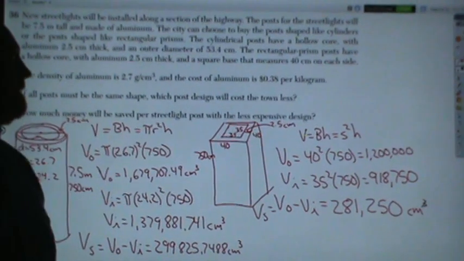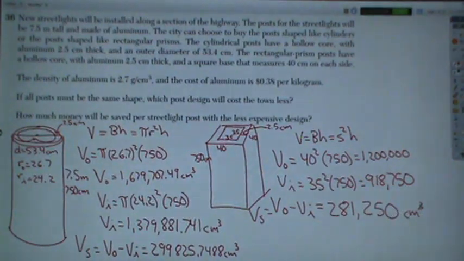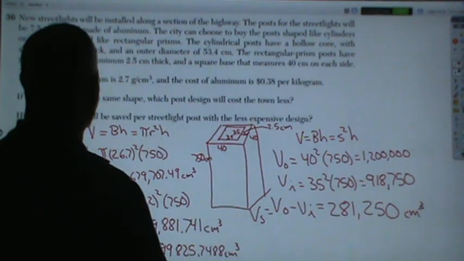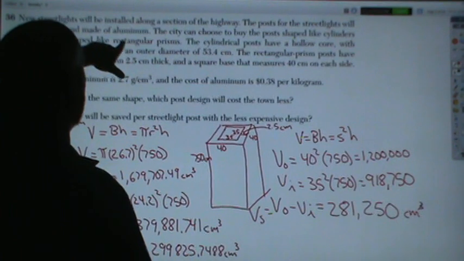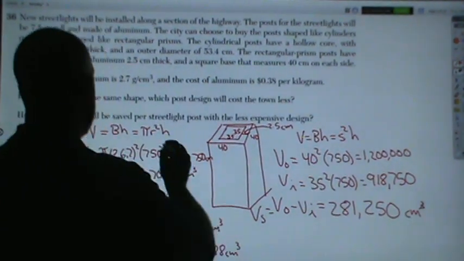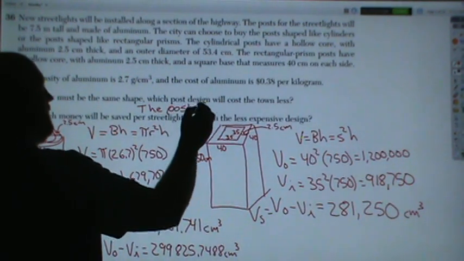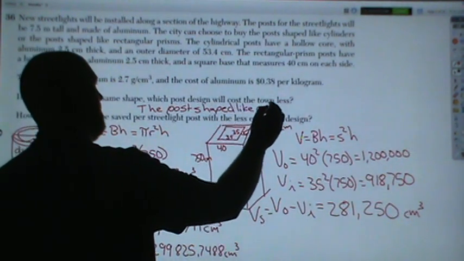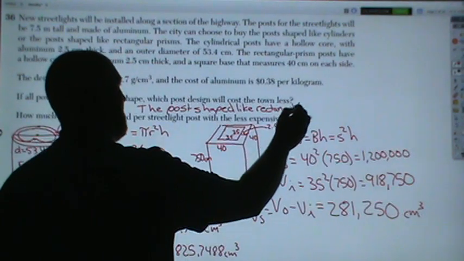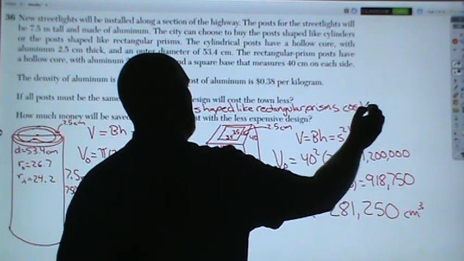So the first question that they ask is, if all posts must be the same shape, which post design will cost the town less? Well, the post design that's going to cost the town less is the one that's smaller, because you pay based on volume. So we can automatically say that the posts shaped like rectangular prisms will cost less. So we can already answer that section.